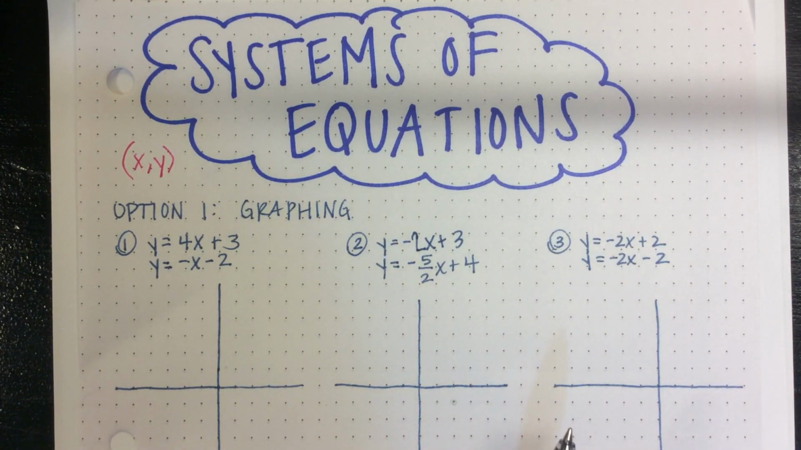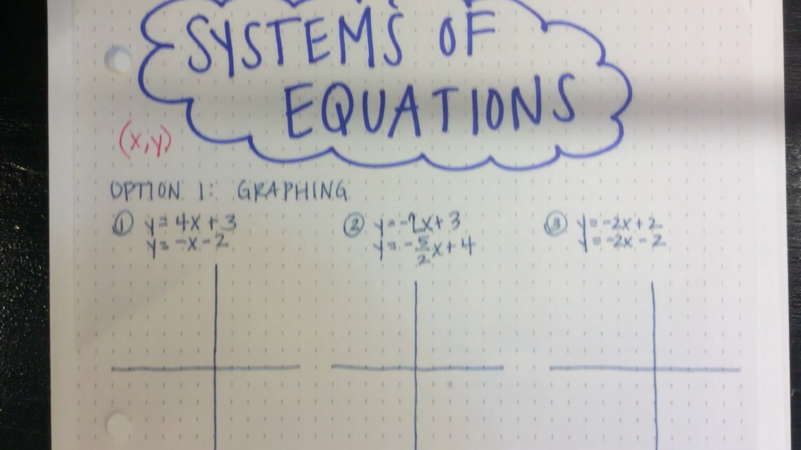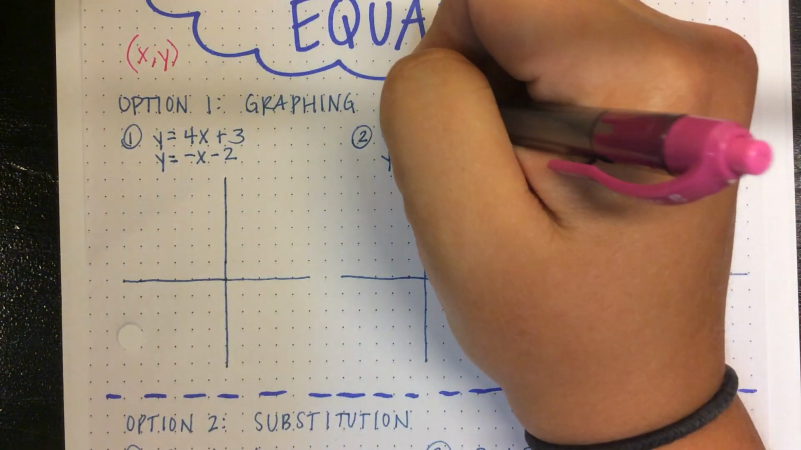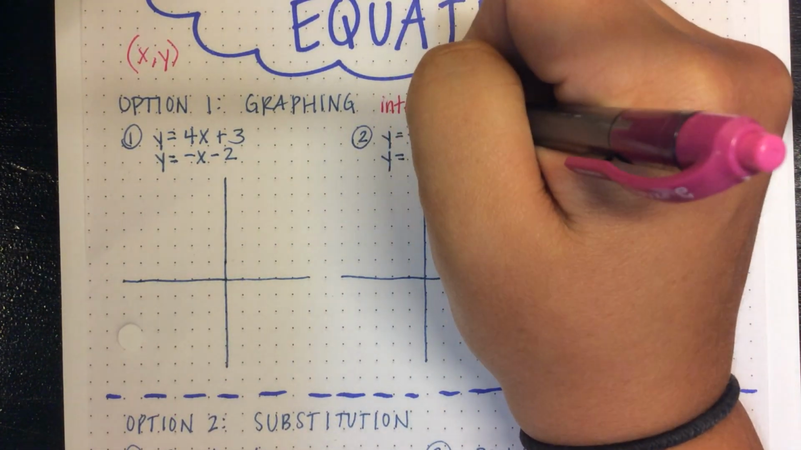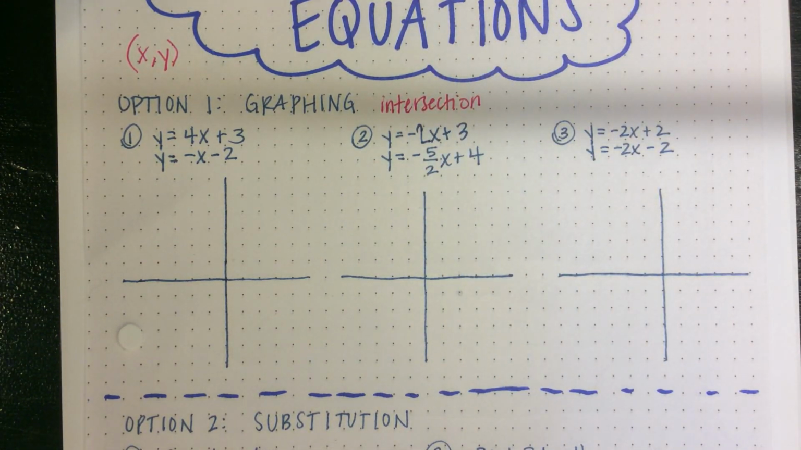Again, I'm looking to see where these two equations are the same. So I'm looking for the x and the y where they're the same or where they meet. If I'm graphing, I'm looking for the intersection of those two lines. I'm going to start just by graphing. All these ones are in slope-intercept form. If they're not, you can quickly put them in slope-intercept form by getting y by itself. And then we'll graph using our y-intercept and our slope.